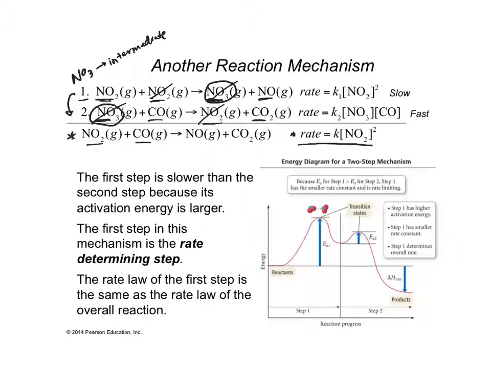Number two, the rate law of the rate determining step has to match the rate law for the overall balanced chemical equation that you have determined experimentally. This is what we determined experimentally, right? This is the rate determining slow step.